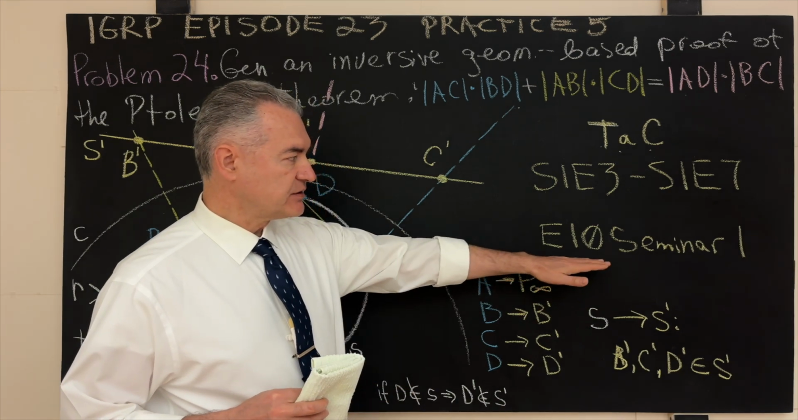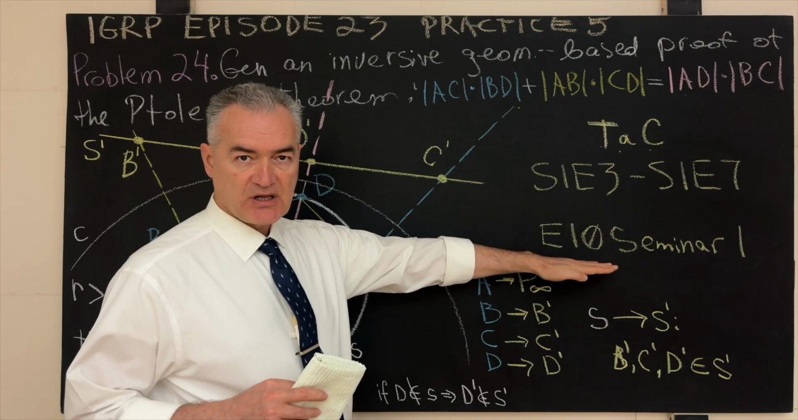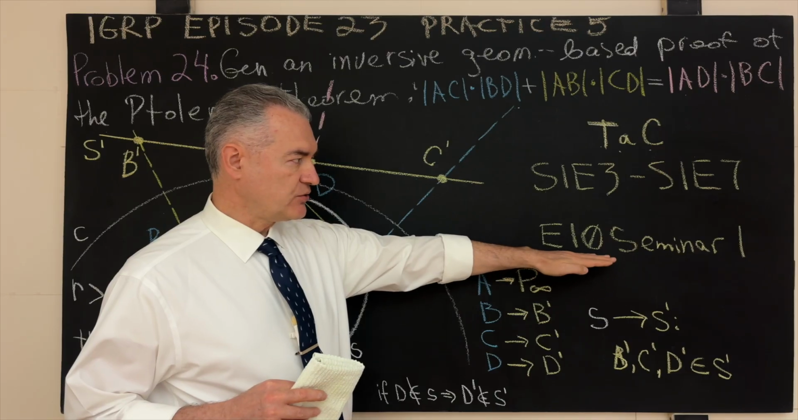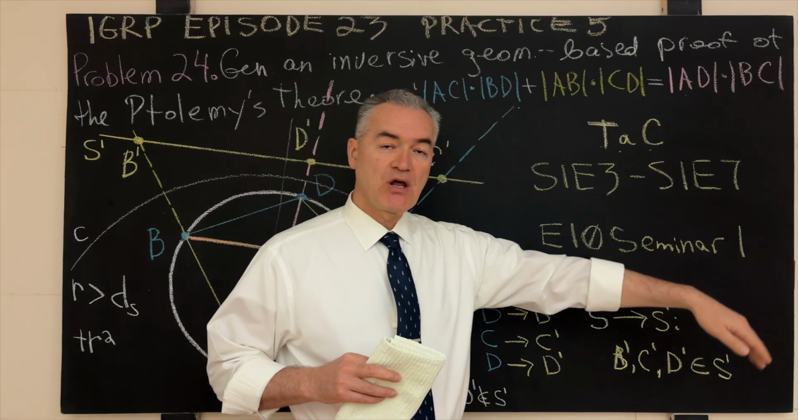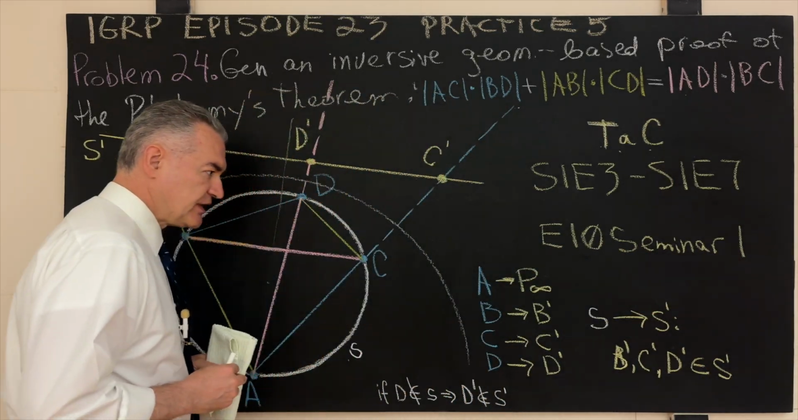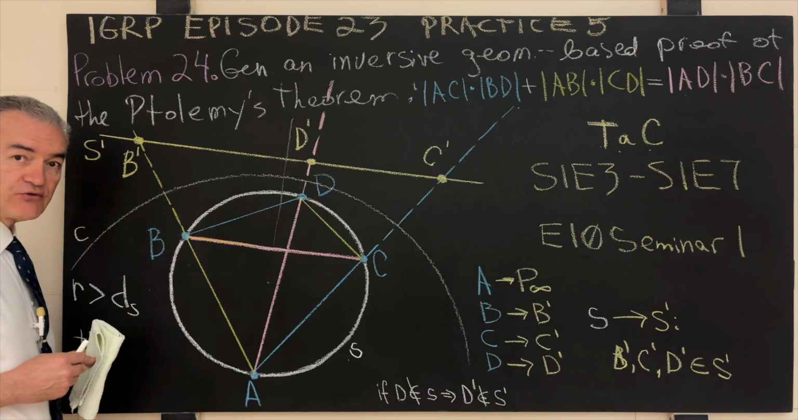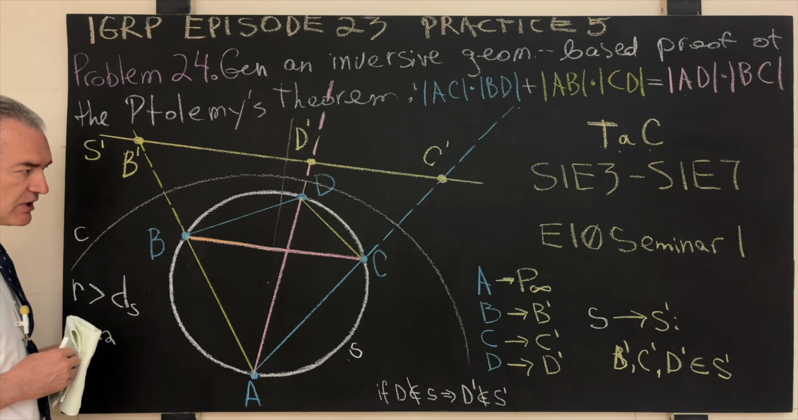And tactically, for a successful transformation, we will use evidently inversion of the plane with respect to a circle, and we explained how this can be done in episode 10, seminar 1 of this course. And the way we can arrive at successful parameters of inversion in this case is as follows.